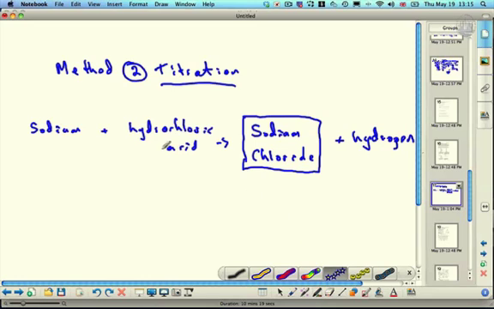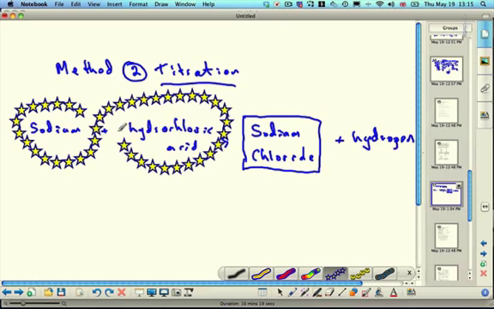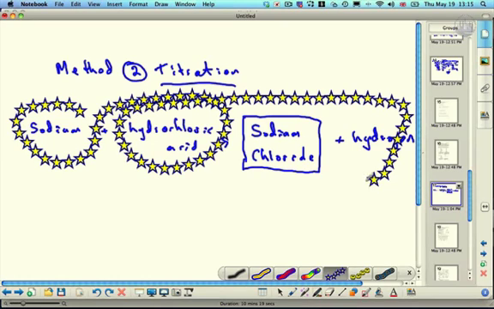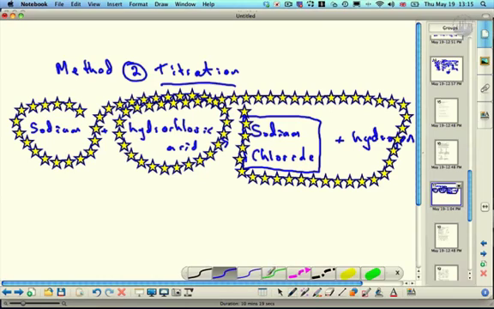Unfortunately, in practice, when you put this into this, you're going to get a lot of explosions. Well, a big explosion. You get a huge amount of hydrogen released in a very short time. If sodium reacts violently with water, as you know it does, then it's going to react super violently with hydrochloric acid. So this is too dangerous to do. So we need an alternative. So let's try something else.